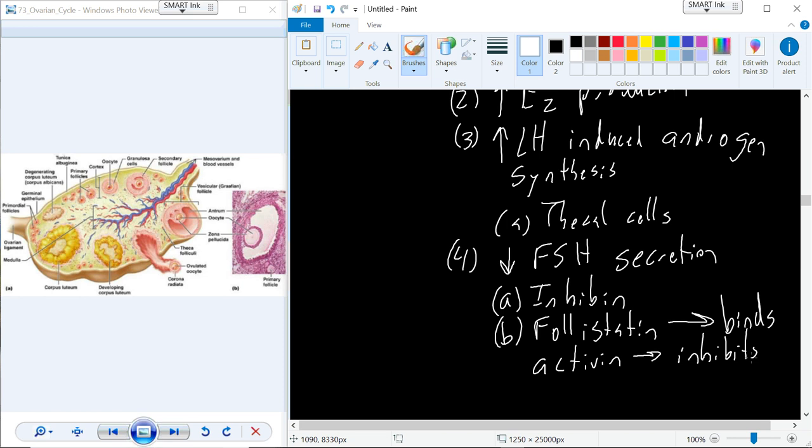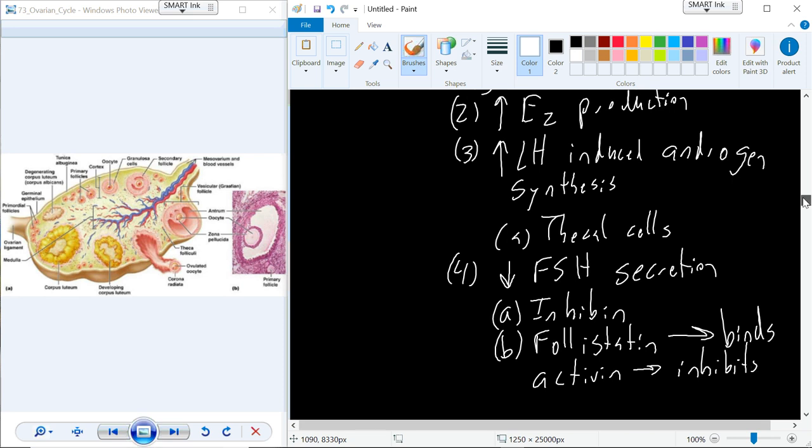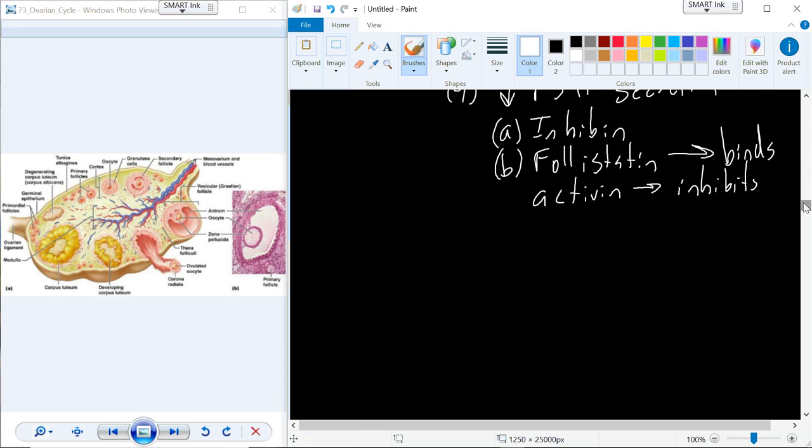Now, because inhibin is an endocrine hormone, it's going to affect other follicles that are developing as well, preventing their FSH receptors and FSH interaction from occurring. And so those get held down and no longer progress. And we have just a single follicle, typically, that goes through this entire process. Hopefully that makes sense, kind of what's going on there. I know it's a little bit complex, but.